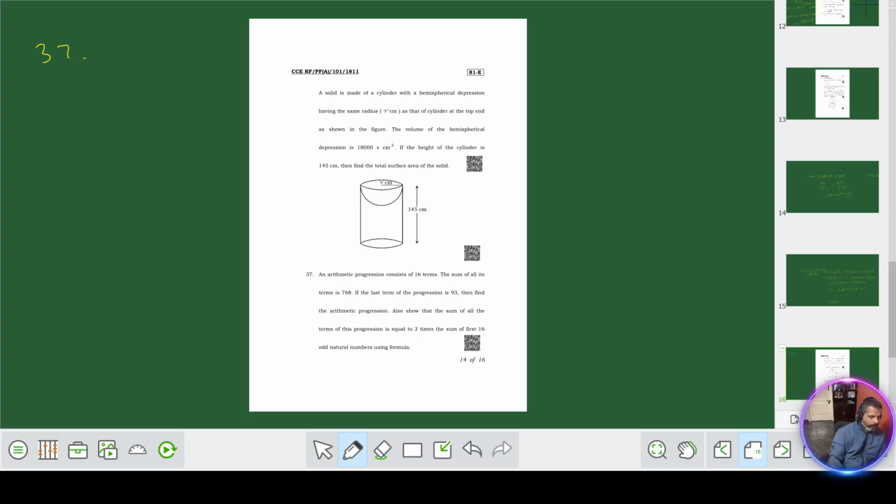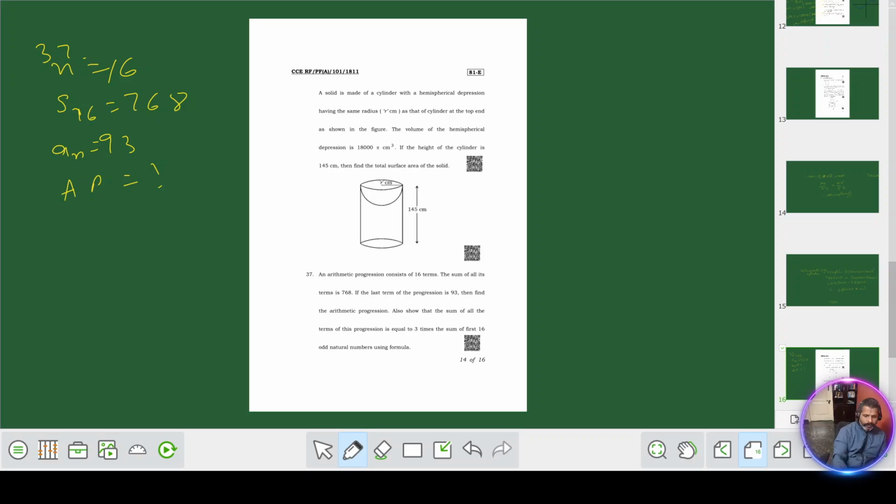37. An arithmetic progression consists of 16 terms. So n is 16. Sum of all terms is 768, that is S16 is 768. If the last term of the progression is 93, that is an is 93, or l you can say. Find the AP. For calculating the AP, we need a and d, right? First term and common difference.